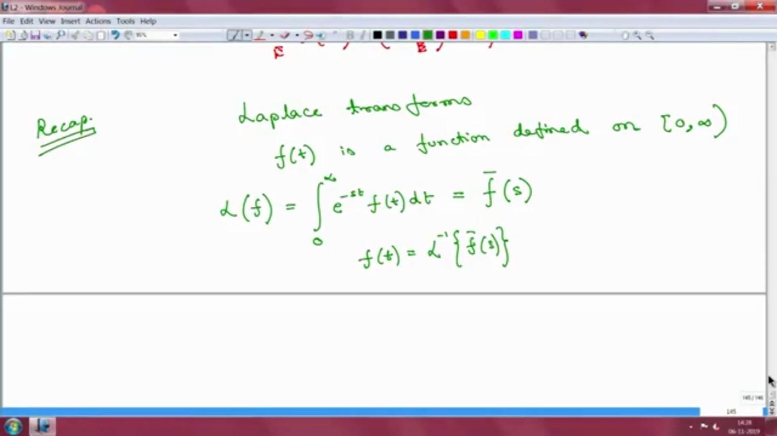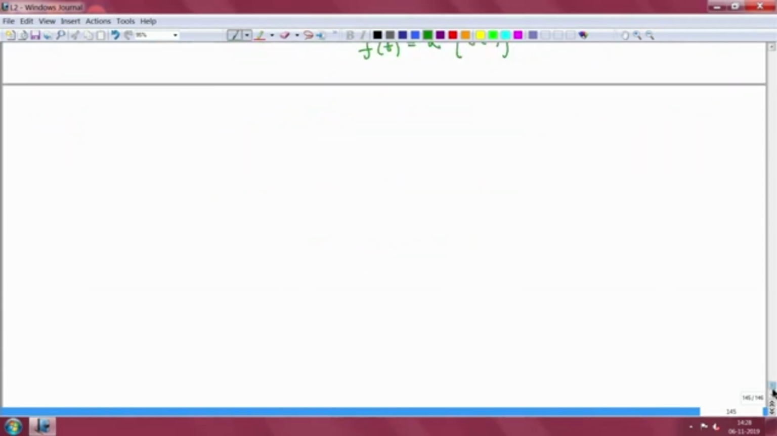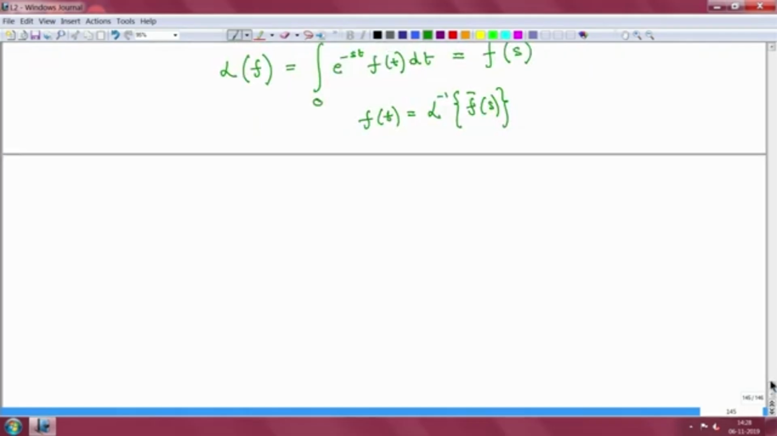Okay, so last class we had just started looking at Laplace transforms with the intention of applying them to solve the ordinary differential equation that we had derived, the constitutive relationship. We have not finished the recap of the Laplace transform, so we will just quickly go ahead and recap a few other things.